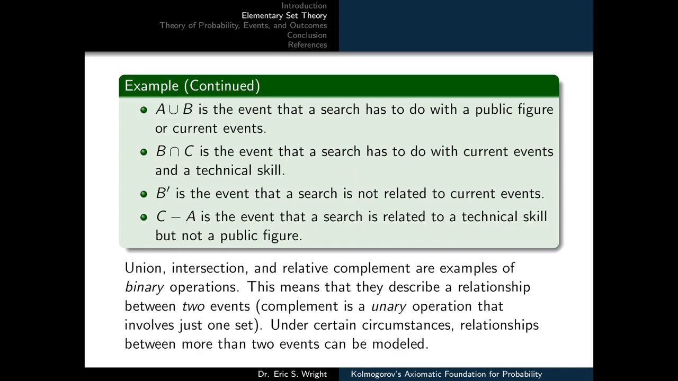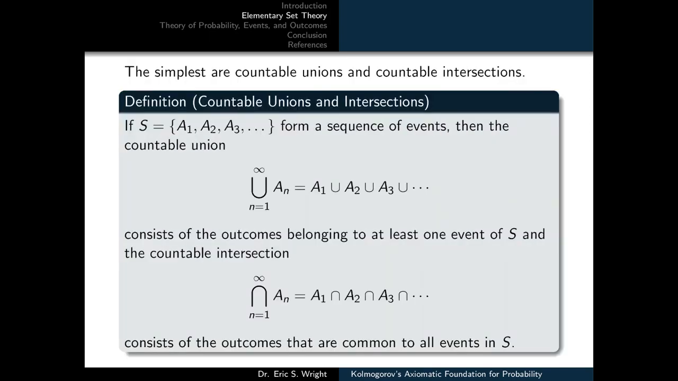Union, intersection, and relative complement are examples of binary operations. This means that they describe a relationship between two events. Complement is a unary operation that involves just one set, just one event. Under certain circumstances, relationships between more than two events can still be modeled. The simplest of these are countable unions and countable intersections.